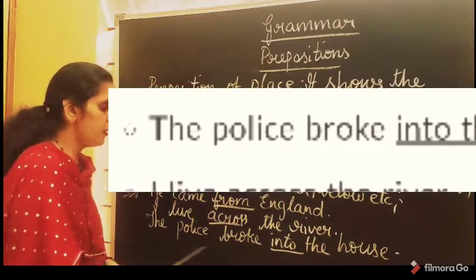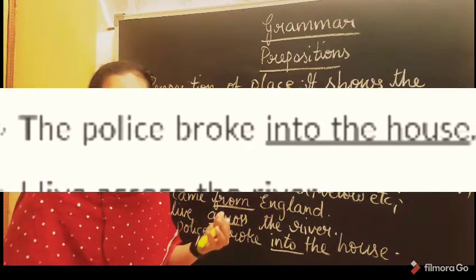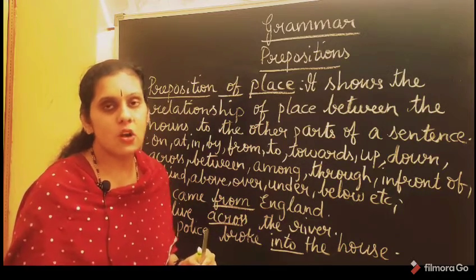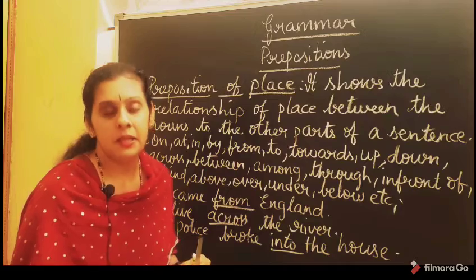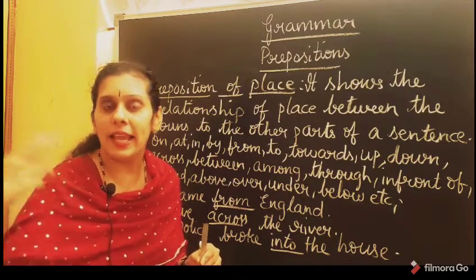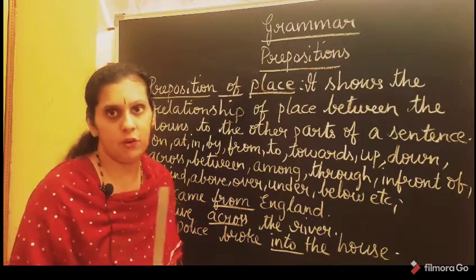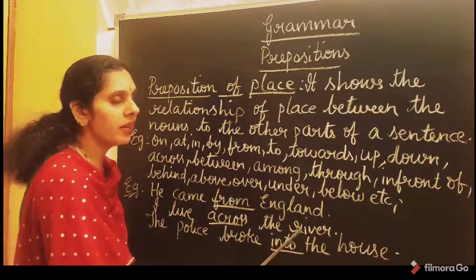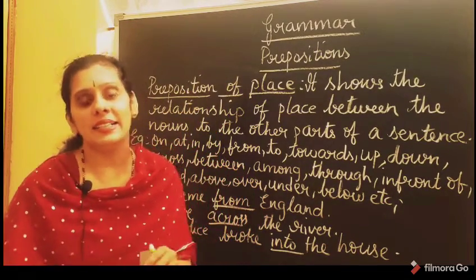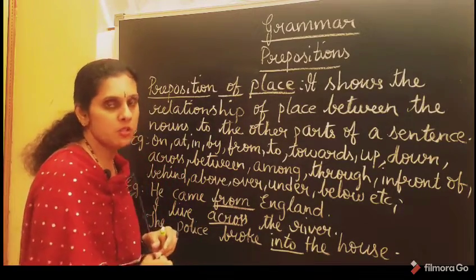Okay, next. The police broke into the house. Where did the police break into? Broke into the house does not mean breaking a thing here. It's not that he is breaking the thing. Broke into the house means what? They entered the house to catch the thief. So the police broke into the house means they didn't break the house here. They suddenly entered the house. Okay. Hope you all have understood what is preposition of place.